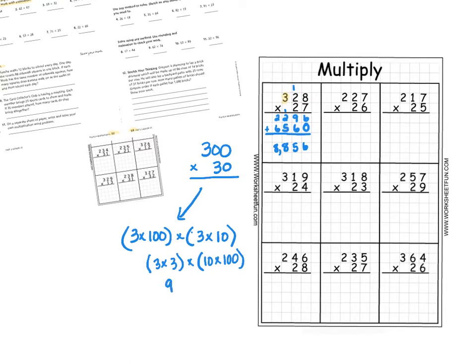And I'm going to get 9 times 1,000, which is going to give me 9 groups of 1,000, or 9,000. And I can take a look, and I'm going to go back to my exact answer and say, that looks pretty reasonable. And I feel really comfortable with the work that I did.